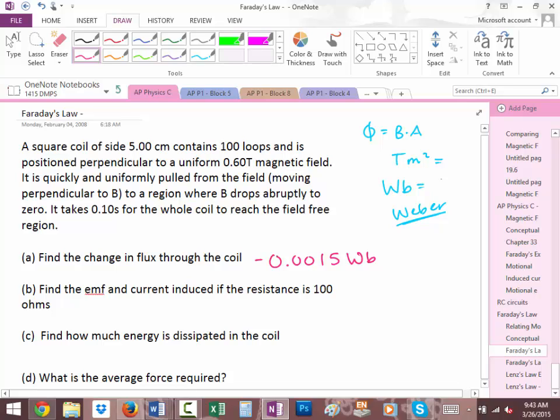Part B, to find the EMF, that's just applying Faraday's law, the one that I just told you, right? And you got 1.5 volts. Is that okay with everybody? And then the current was what? 1.5 amps. It's nice that they just give you factors of 100, right?